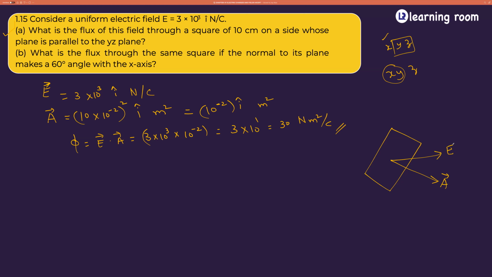This is going to be the electric field. Now what is going to be the angle between both? 60 only. No, why do you need to take 30? Had they told the plane is making an angle 60, then you should take 90 minus 60.